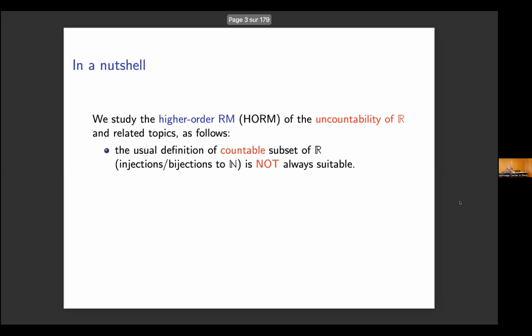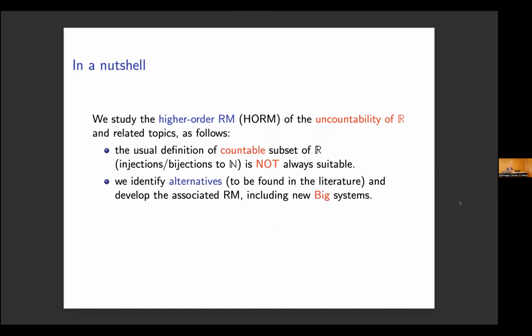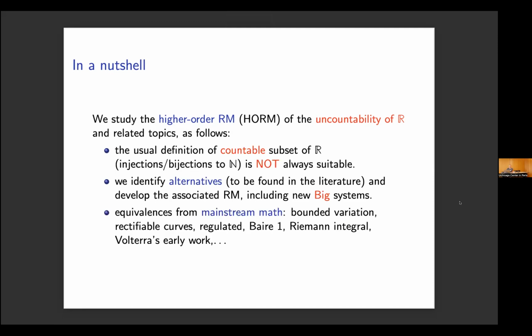And so first thing I want to emphasize, and I will explain this in great detail, the usual definitions, countable set, injections, bijections to N, they don't really work in higher order reverse math. So that's the first thing we'll be studying. And the literature luckily has alternative definitions that do work. And you get lots and lots and lots of equivalences, which includes new big systems, as one might say. And these equivalences are from mainstream math. We're talking about bounded variation, rectifiable curves, and very basic real analysis stuff.